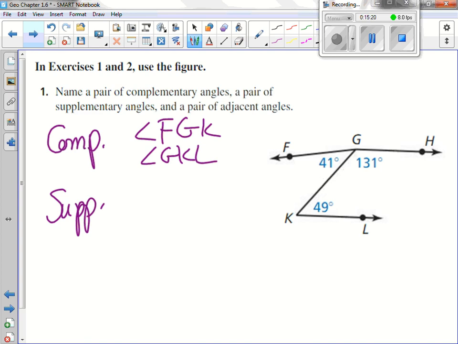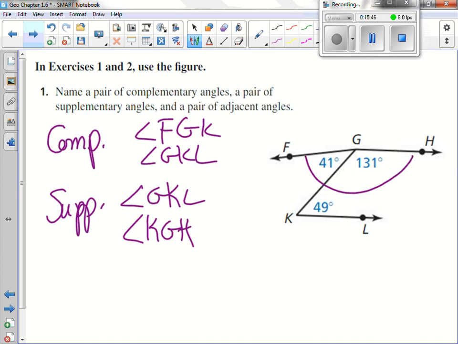Supplementary. So what would be our supplementary angles? FGH? Yeah. Because FGH would have been this whole thing, which would be 172. So instead of using F, we can use K, which will give us that 131, which we want.